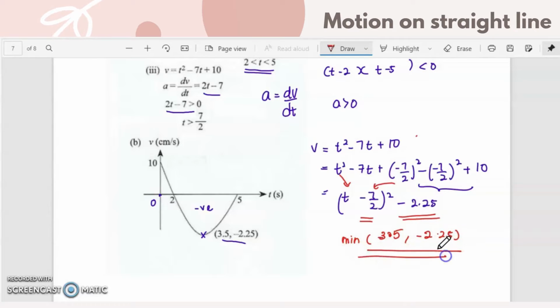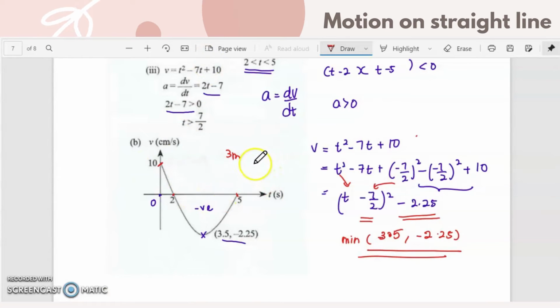Since the question asks you to sketch, the important part when sketching the curve is that it must have the x-intercepts, the values of t, the roots, and also the y-intercept, and also the minimum or maximum point. So you will get 3 marks from this question.